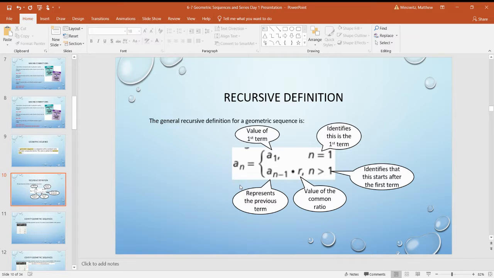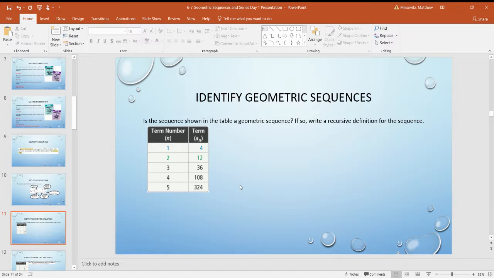So let's look at an example, and we're going to create one together, and you're going to see how we go about this. Is the sequence here geometric? If so, we've got to write a recursive definition. I look at the terms: 4, 12, 36, 108, and 324. And I check, do I know how to get from 4 to 12? If I know the multiplier, and I do right now, it's 3.